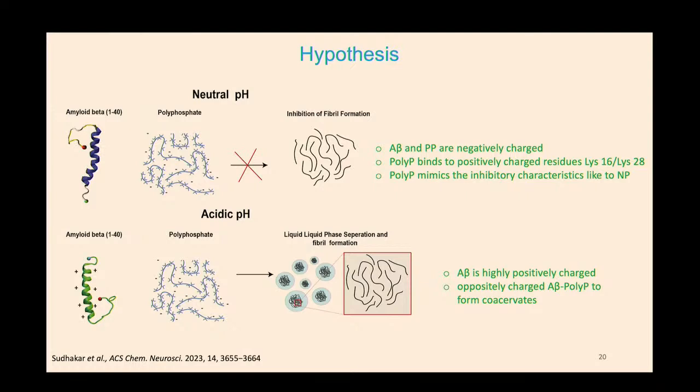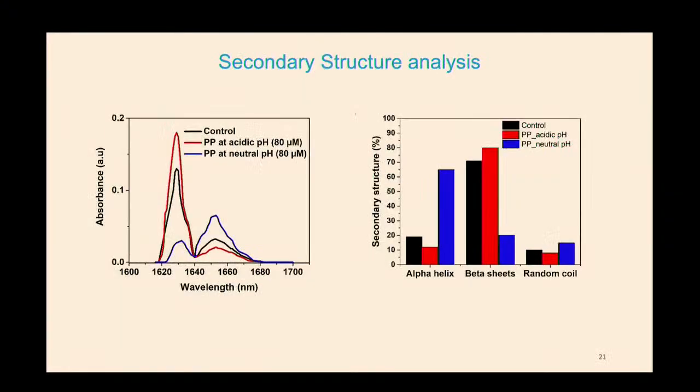On the other hand, when you look at acidic pH, the entire amyloid beta has a lot of positive charge groups, and the polyphosphate still remains negative regardless of the pH. In this case, we are talking about an oppositely charged mixture of polymers. We know that oppositely charged polymers would phase separate through electrostatic coacervation, and that's what you see, leading to the formation of droplets, and within the droplets, due to the enhanced concentration of the fibril proteins, you end up getting fibrils. So that's the kind of mechanism we have, and I'll probably skip this secondary analysis.